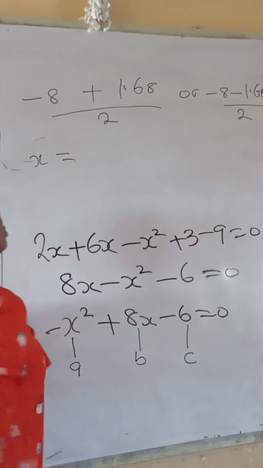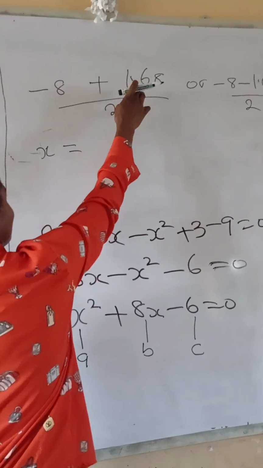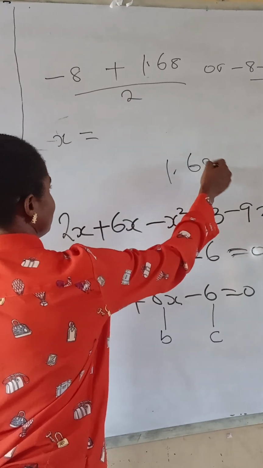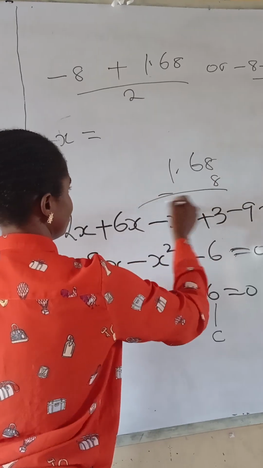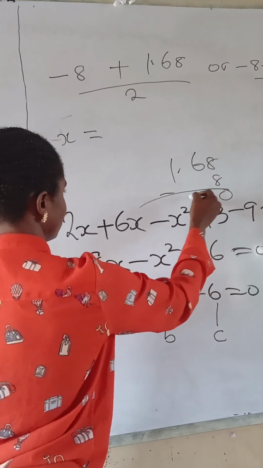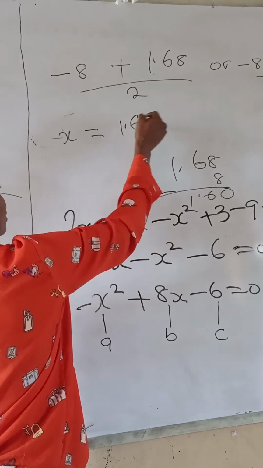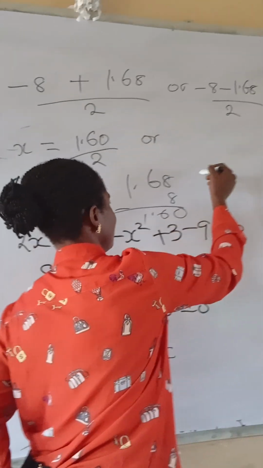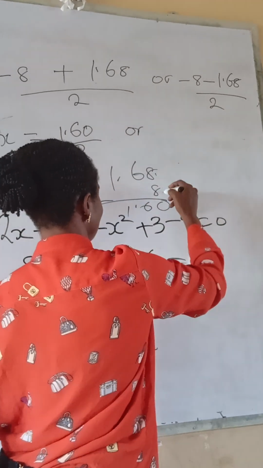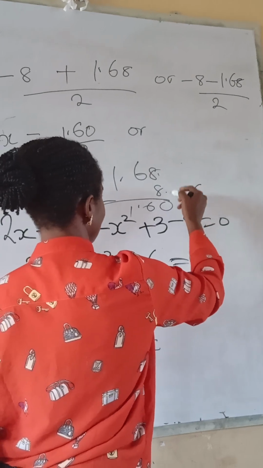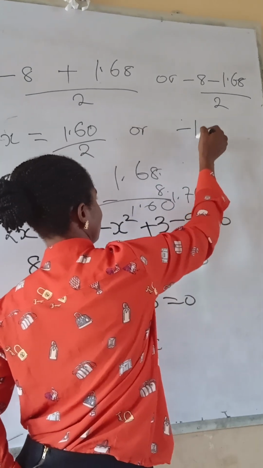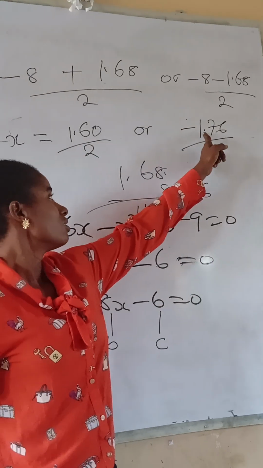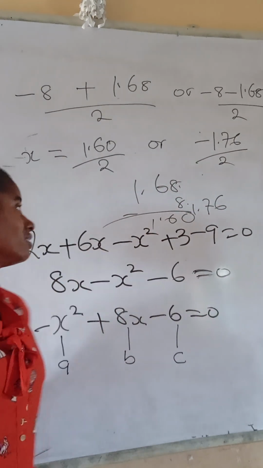Our x is going to be, if you add these, minus 1.68 divided by 2, or we have minus 8 minus 6.32, which gives minus 14.32 divided by 2.